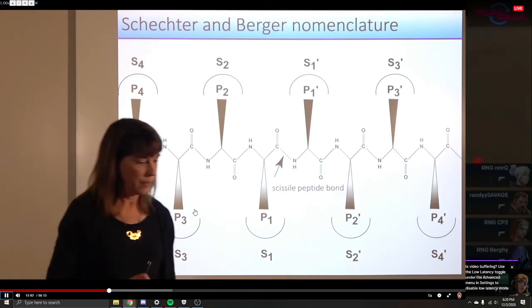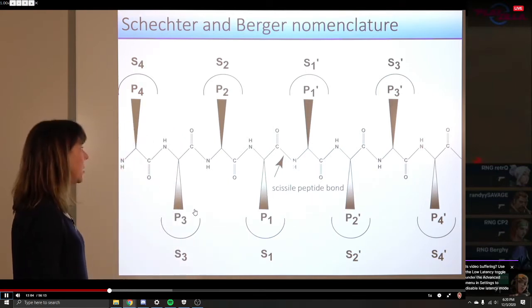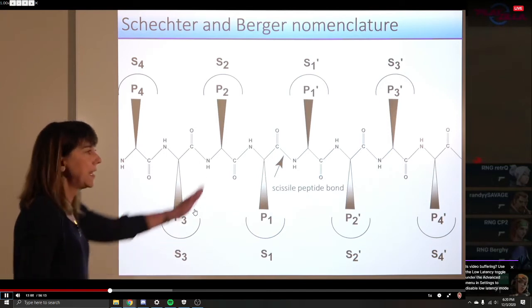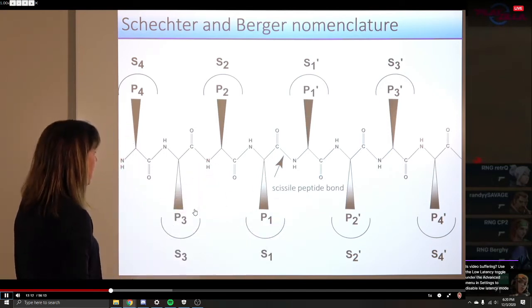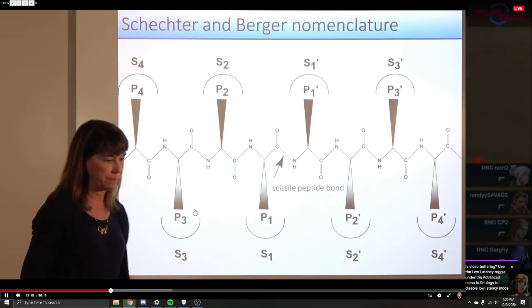Schechter-Berger nomenclature, important. I'm going to reiterate again. If you're on the left-hand side of the scissile bond, it's P1, P2, P3. If you're on the right-hand side looking at it, it's P1 prime, P2 prime, P3 prime.